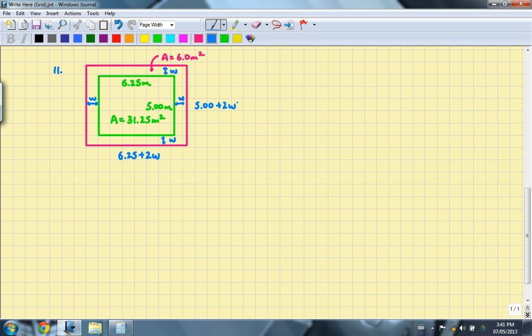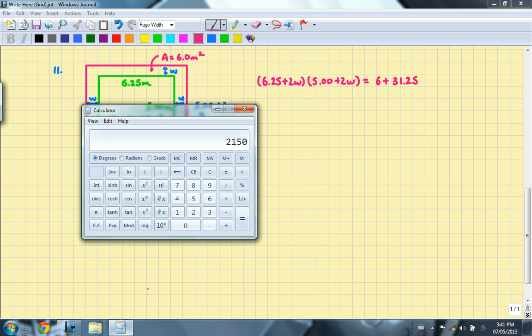Okay, what this means is when I multiply these two dimensions, the area must be equal to the sum of 6 and 31.25. Okay, so my setup is going to be something like this: 6.25 plus 2w times 5 plus 2w is equal to 6 plus 31.25. So hopefully when I multiply all this out, the numbers will all look very nice.